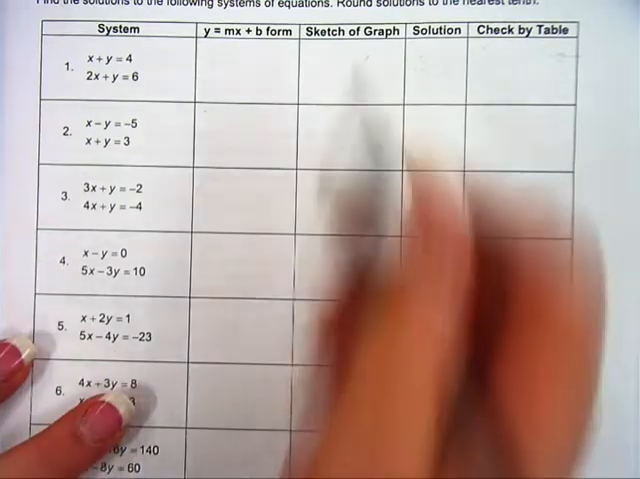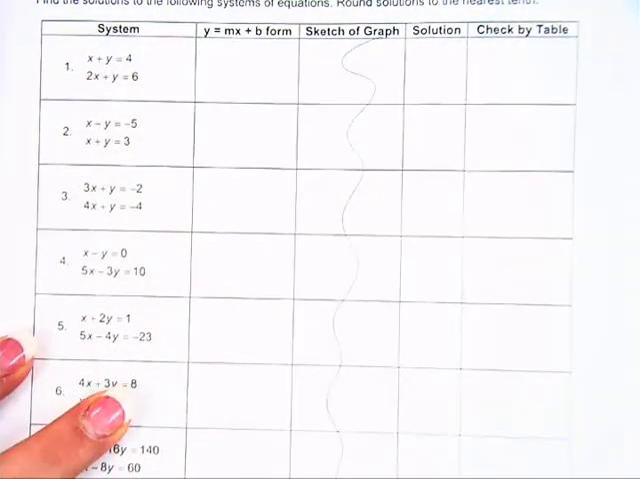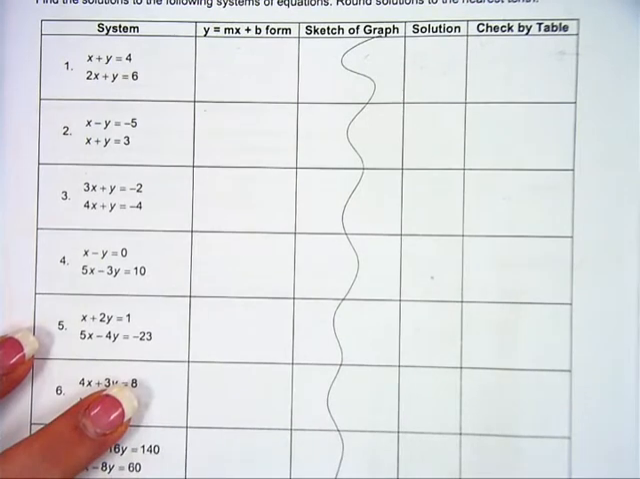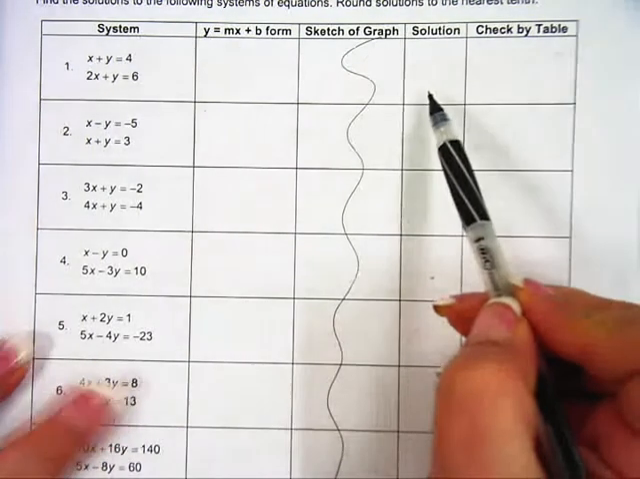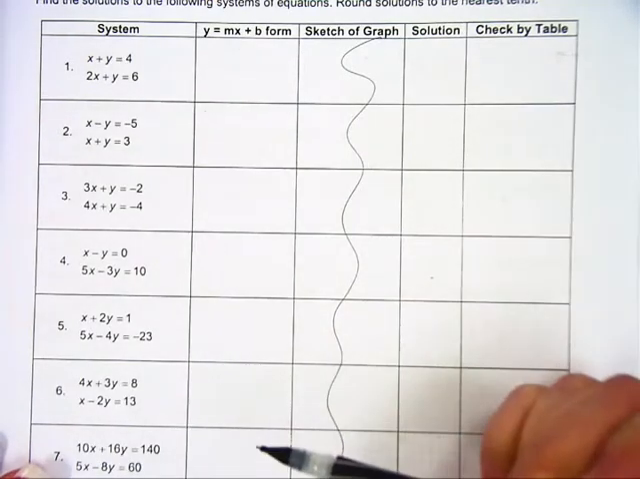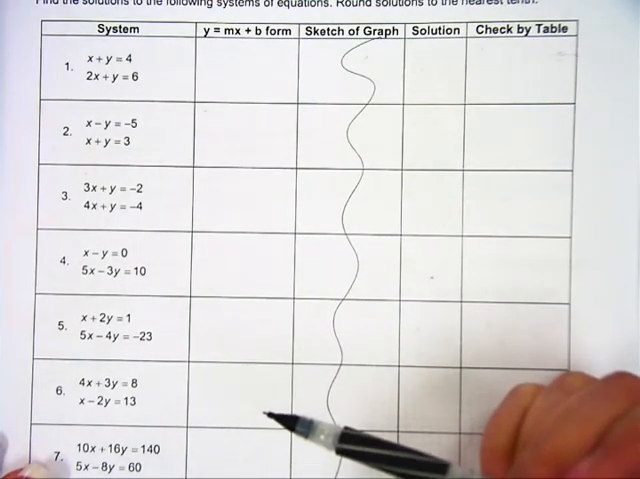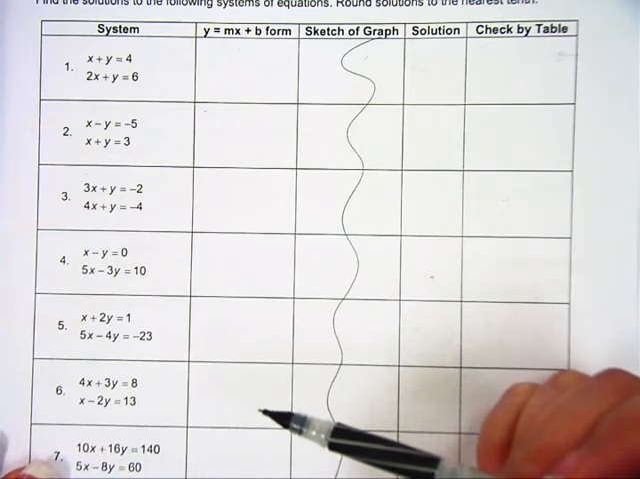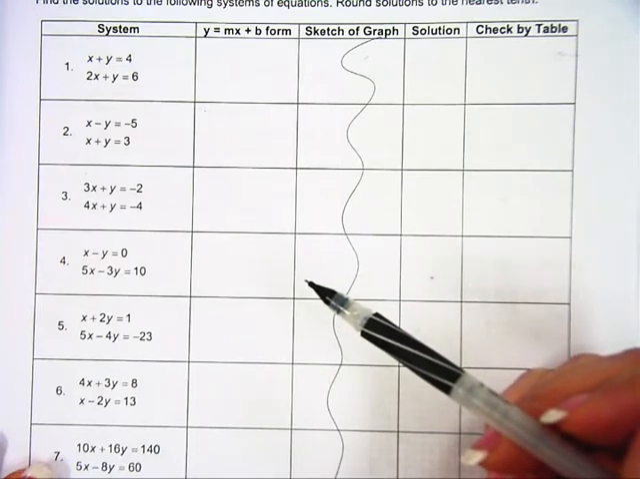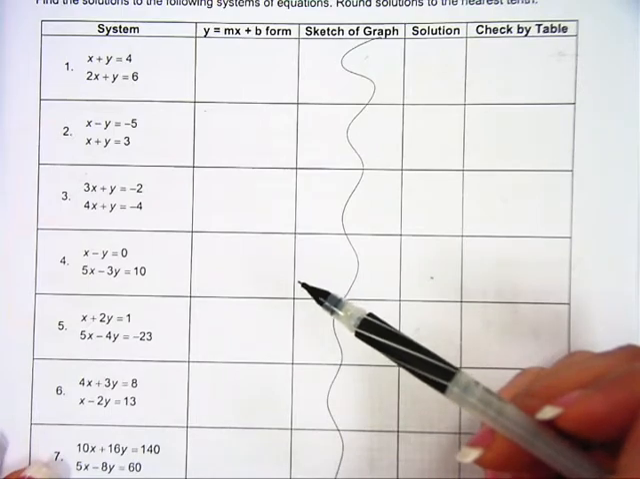Go ahead and scratch a line through, sketch the graph. We're going to do them on the calculator, so we're not going to need to hand draw a graph. We will find the solution if there is one, and we will check by the table. So leave those. All right, the first thing you have to do in order to use the calculator is to get these into y equals mx plus b form, which is what form? What's the name of the form? Slope-intercept. Good job.